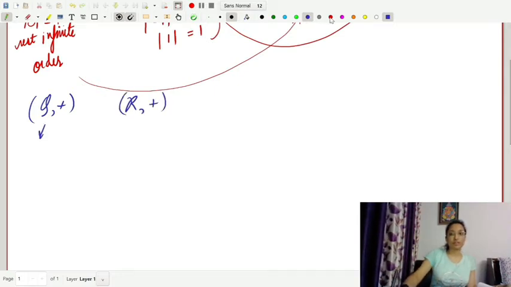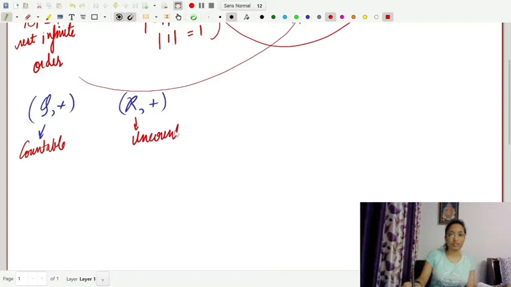Next example which we will do is rationals under addition and reals under addition. Rationals are countable, while reals is an uncountable set. Therefore, it is not isomorphic.